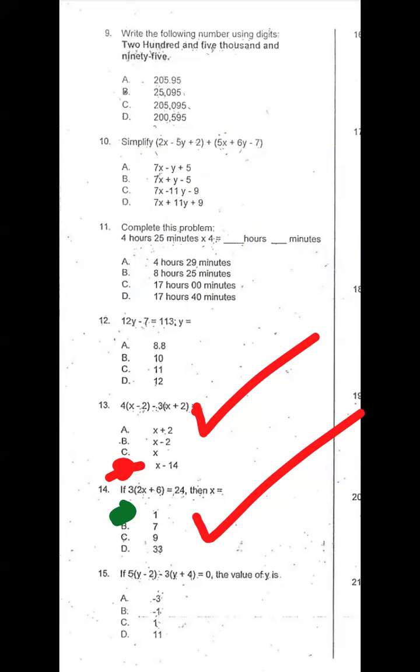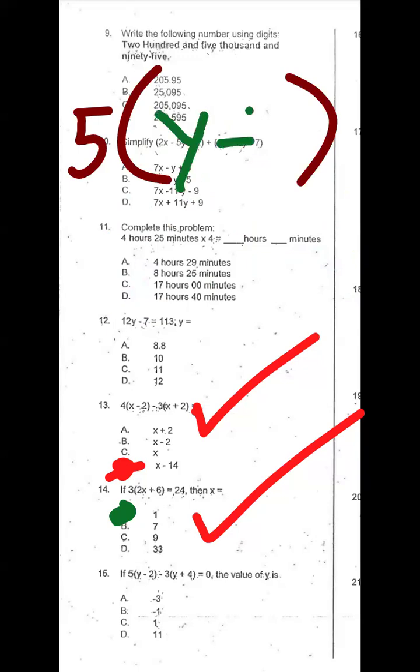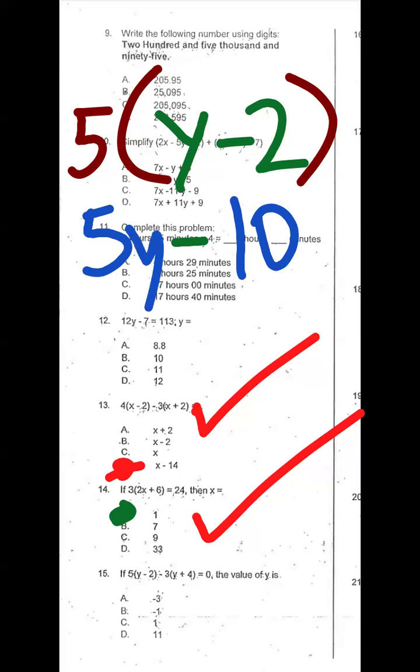So you'll have a 5 times y minus 2. As usual, 5 times minus 2 is going to be a minus number. And I could give another explanation for that. So that's going to be minus 10. 5 times y is 5y. So the first half of our situation is 5y minus 10.